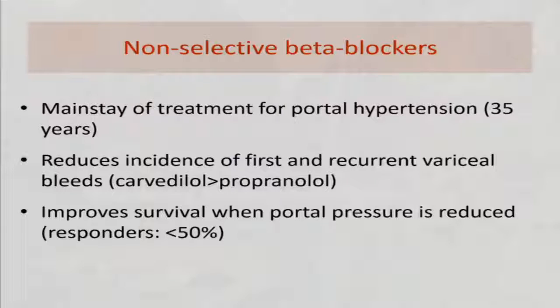One must remember that only 50% of patients that we start on beta blockers actually respond to them. And unless you measure portal pressure, you're not going to find out who the responders are, although recently there has been some evidence that measuring splenic stiffness, like we measure liver stiffness, may be able to give us an answer as to the responders and non-responders.